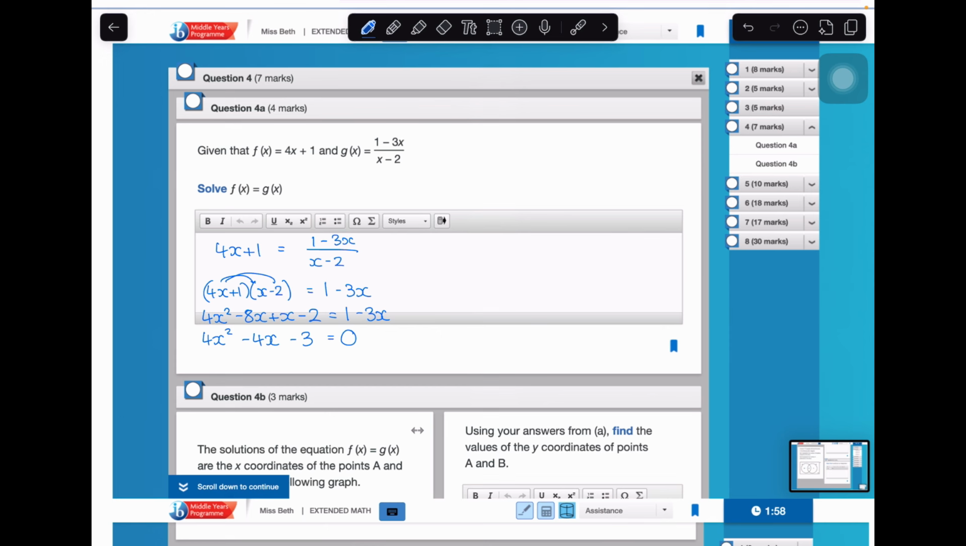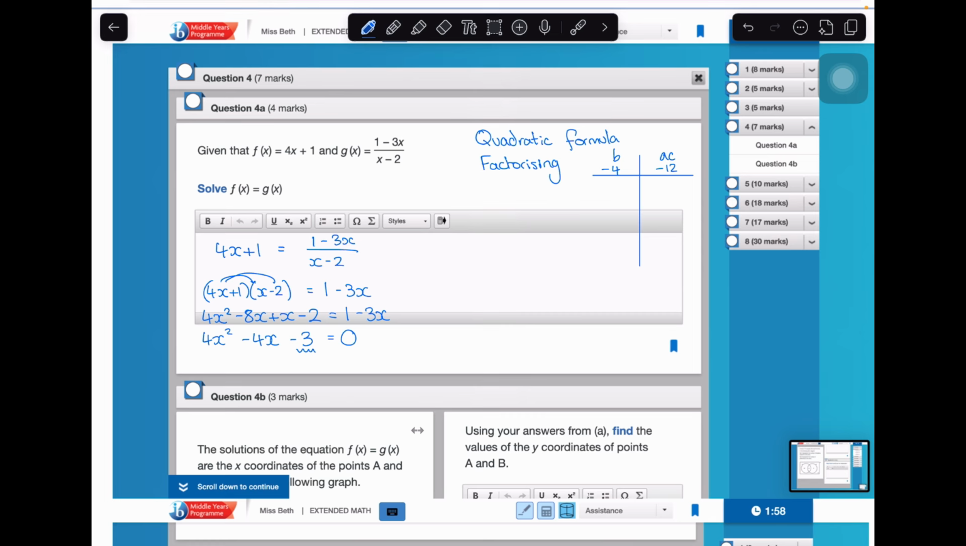You've got two different options. You could use the quadratic formula. You could also factorize for this one, whichever you feel most confident doing. For myself, I think personally I naturally just go to factorizing. So to factorize this, if you want to use the method, you'd be using the AC and B method. So A times C is negative 12, and then B is minus 4.